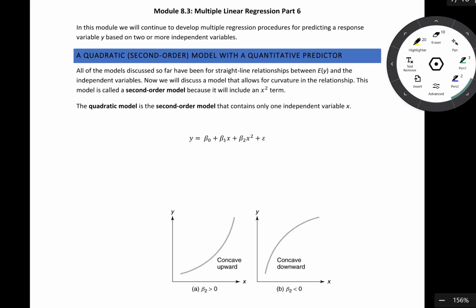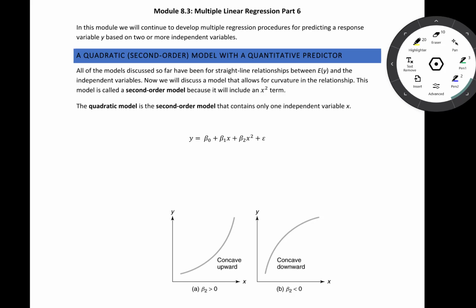So again, all of the models discussed so far have been for straight line relationships between the expected value of y and the independent variables. So now we're going to discuss a model that allows for curvature in the relationship. So even when we looked at interactions before, even though they were a second order term, we could see that they could simplify to straight lines. But what if we have a curved relationship?